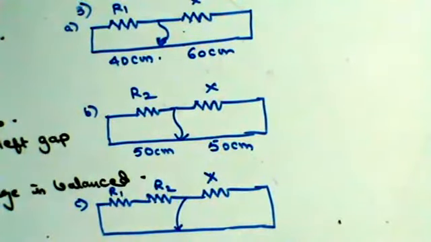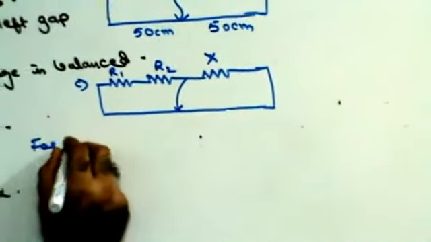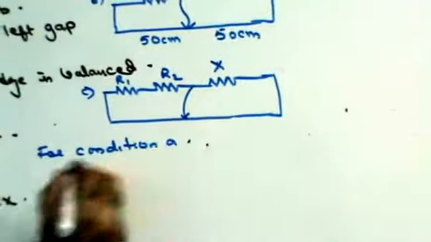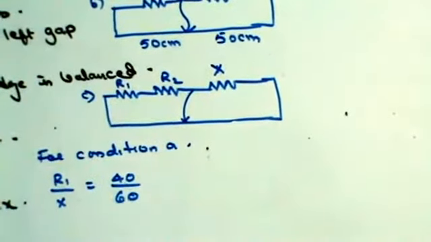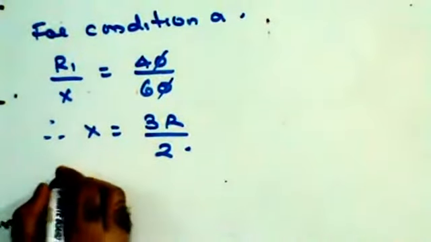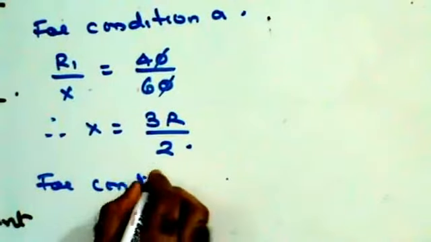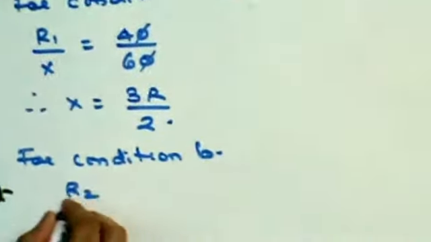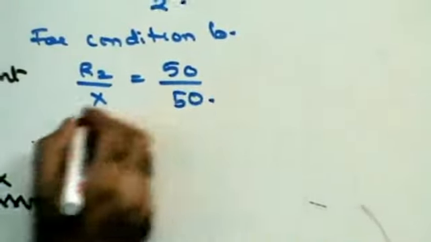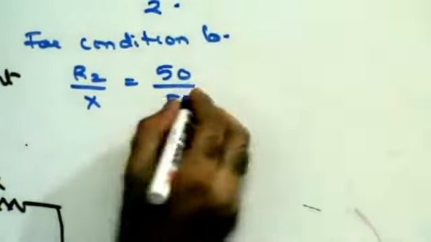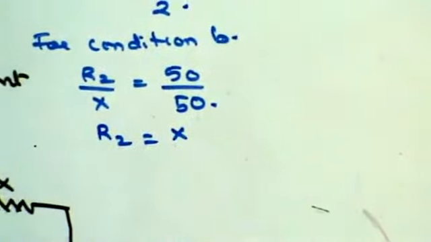Let's see this. Now, guys, first of all, for condition A, I can say R1 upon X is going to be 40 upon 60 since the bridge is balanced. So you will get X as nothing but 3R1 upon 2, right? Next, for condition B, I can say that R2 upon X is equal to 50 upon 50. So in that case, you will get R2 is equal to X, right?